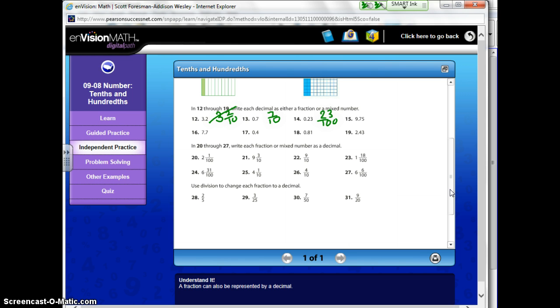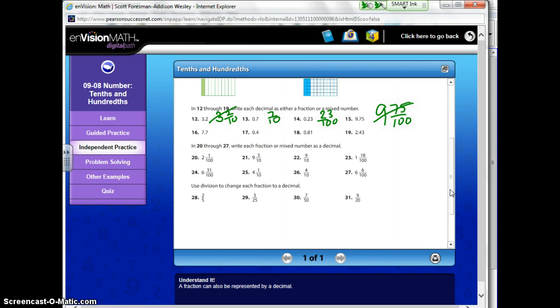How about the next one? 9.75. So 9 and 75/100ths. How would we write that? Big number? Fraction? Over 100. Is that in simplest form? What could we divide both of those by? 25. So it would be, can you do this in your head? That's right. Think of money, guys. 75 cents out of $1 is what? 3/4 of $1. Yeah. So that wasn't in simplest form. I'm just going to put a mark through that one.